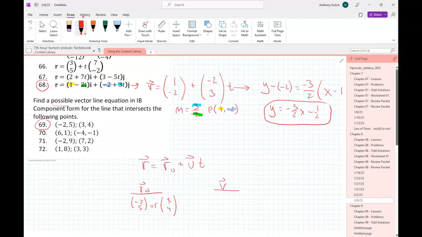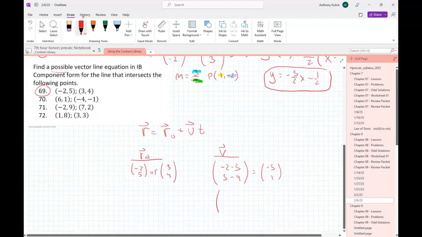For our vector V, we have two choices. Basically, we have head minus tail, where I treat the first one as a head and the second one as the tail, or the reverse.